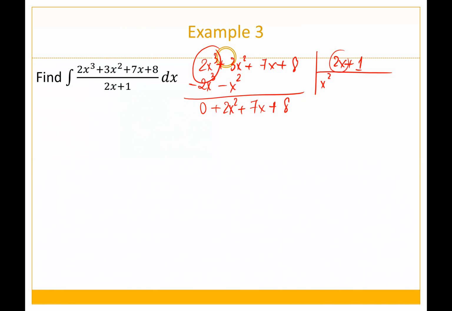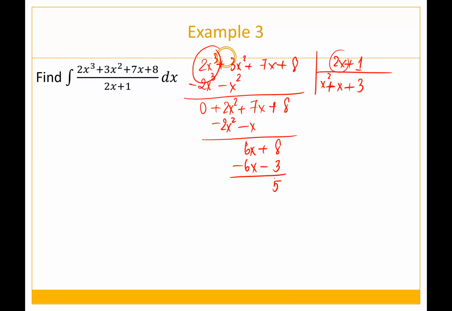Now this power is still higher than this, so we continue to do what we just did. 2x^2 divided by 2x is x. So you have negative 2x^2 minus x. So what we have now is 6x plus 8. These two powers are still equal to one another, it's not smaller over here, and so we will continue what we just did. So plus 3, minus 6x minus 3. So it's going to be 5.